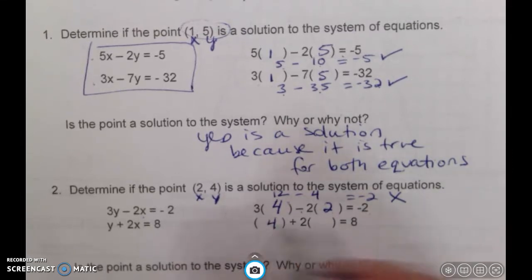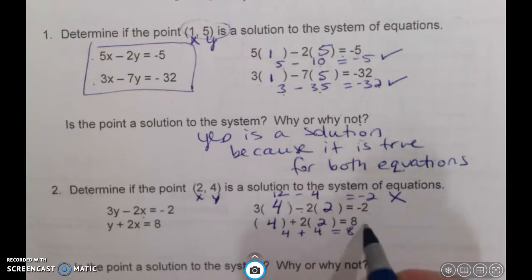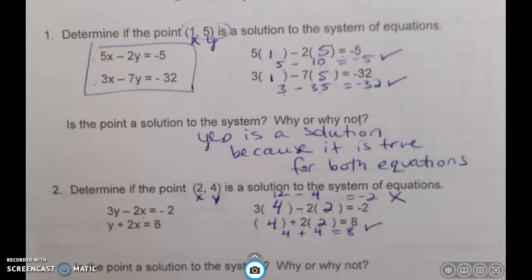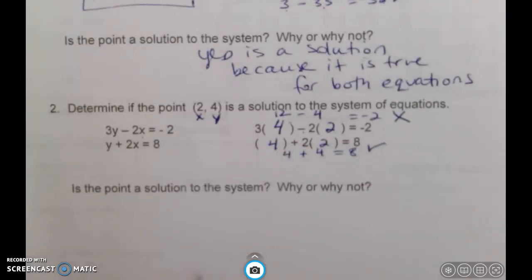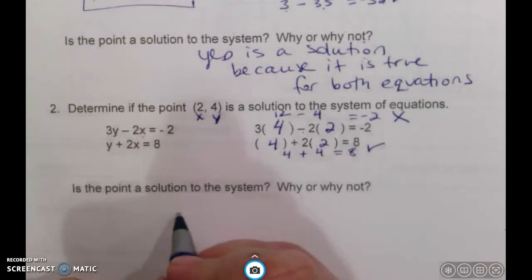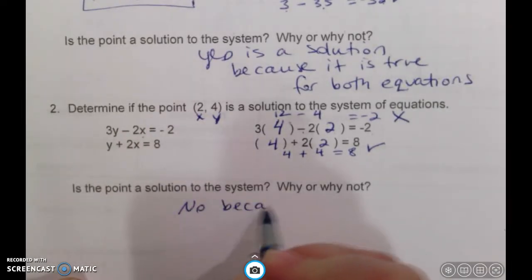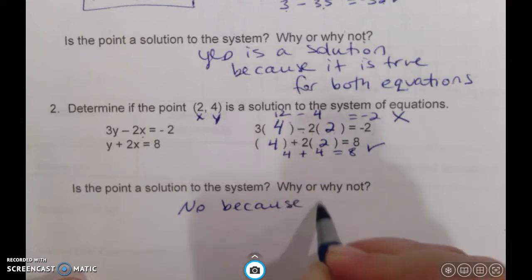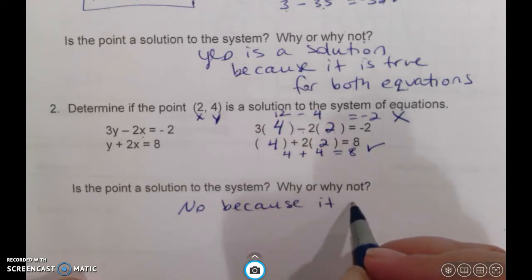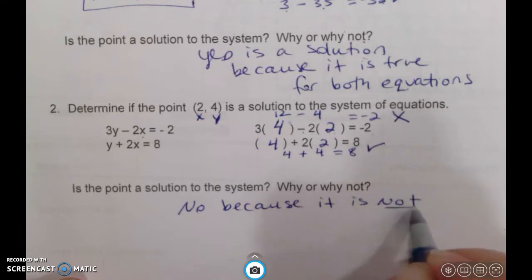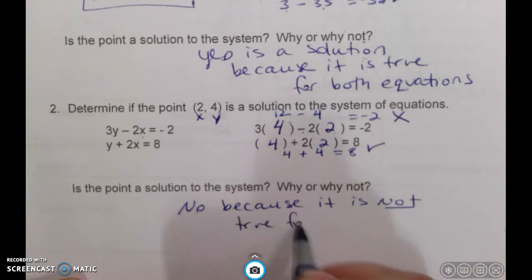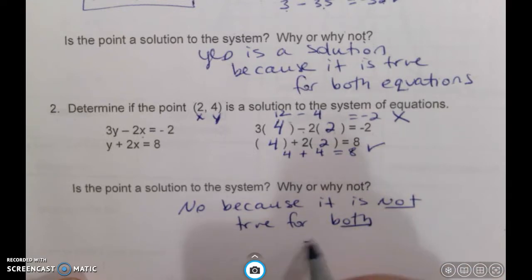If you wanted to, you could check the other equation. You would find that 4 plus 2 times 2, which is 4, is equal to 8. So it does check out in the second equation, but it's not a solution for the system of equations because it does not make both equations true. So no, because it is not true for both equations.